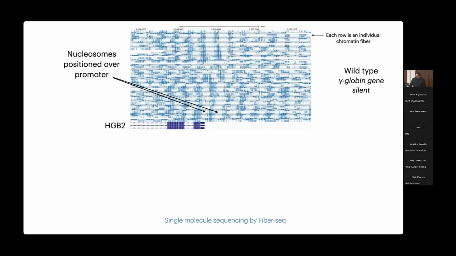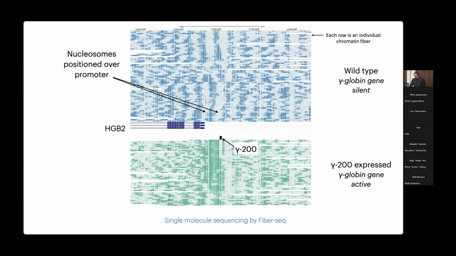So now if we do this same process on the ones where we're expressing the little factor, the gamma 200, this is what we see. So here, this is a gamma globin promoter. So now we see this giant zone of accessibility that opens up. We also see that now a positioned nucleosome has appeared immediately next to it. And we can even see where our little protein is parked.